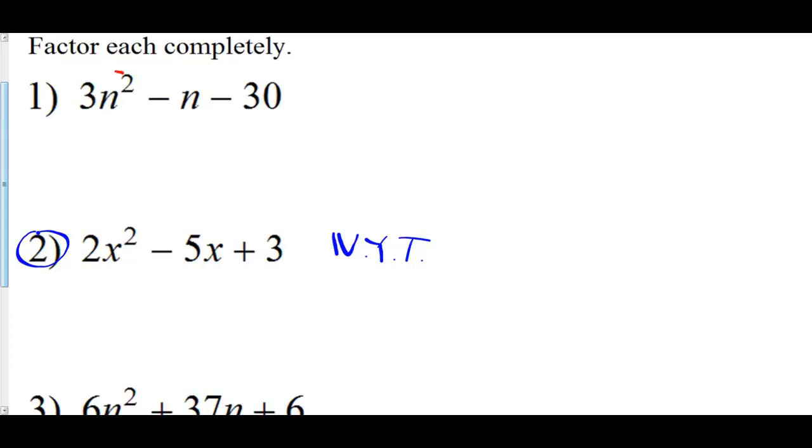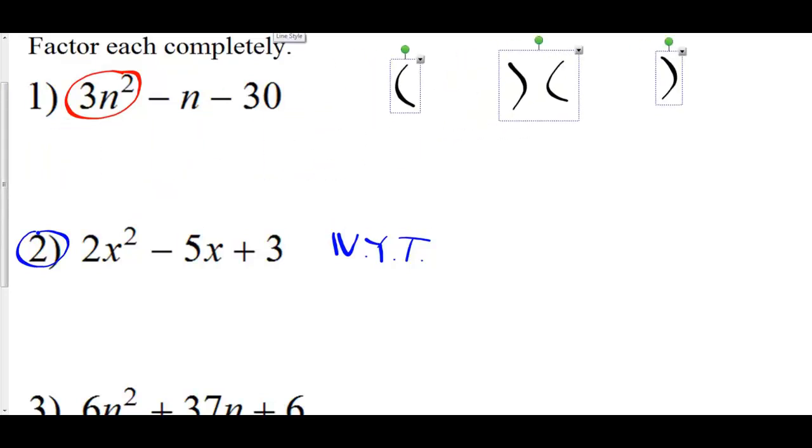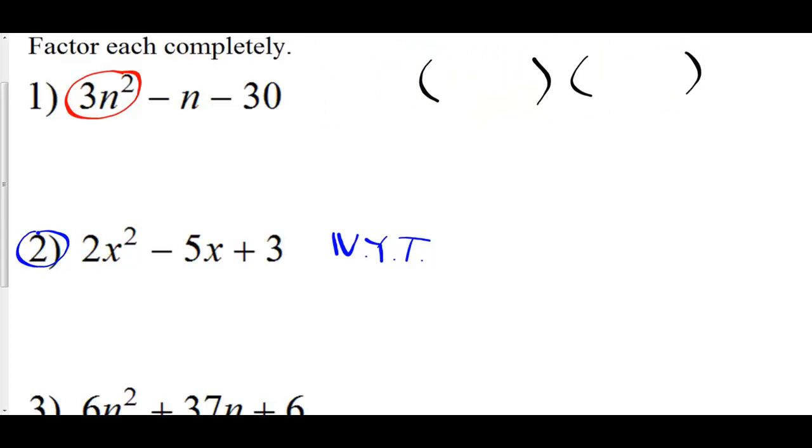This problem right here is your now you try, the number 2. I'm going to do number 1 so you can see how it's done. 2 sets of parentheses, not everything divides by 3 in this case. And we are going to go over here so we have a little more space, and we're looking for 3n squared. So 3n times n will give you 3n squared. That makes sense. And now we're looking for things that multiply to negative 30.